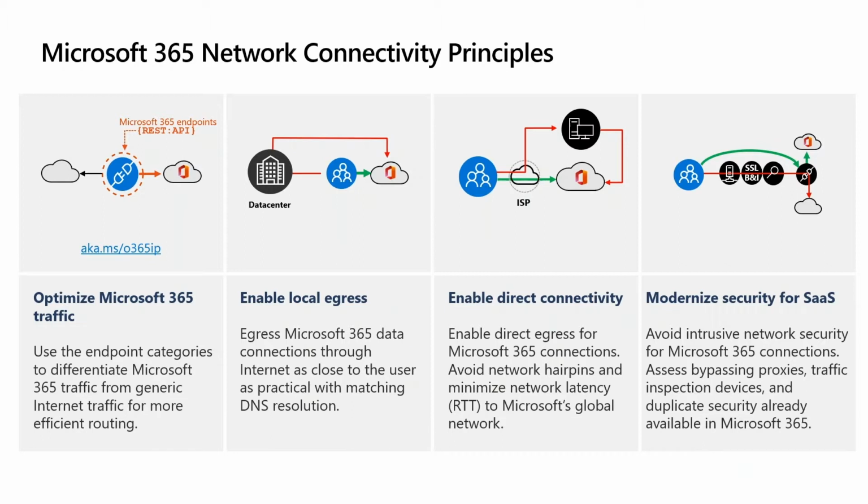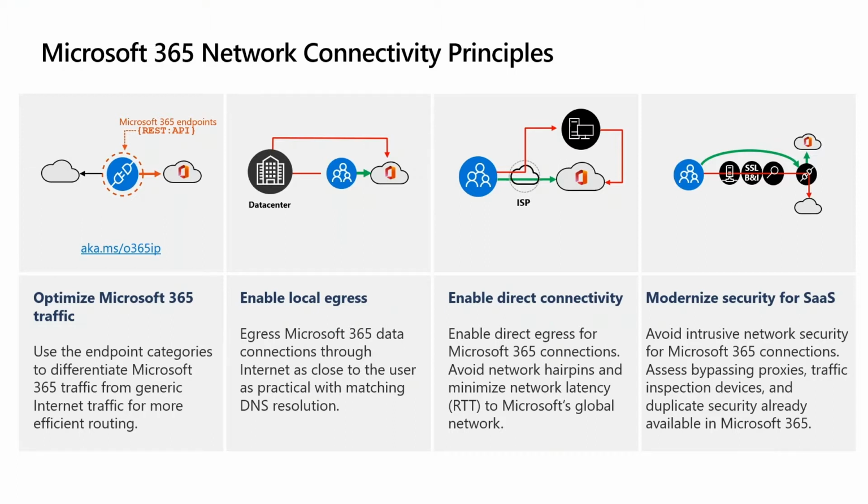The second principle is around enabling local egress, and that's getting the traffic from your end users onto the internet and then to Microsoft's network as quickly as possible. So it's really all about eliminating as much additional latency as possible and trying to minimize the path of that connectivity between the end user and the service that Microsoft is delivering.